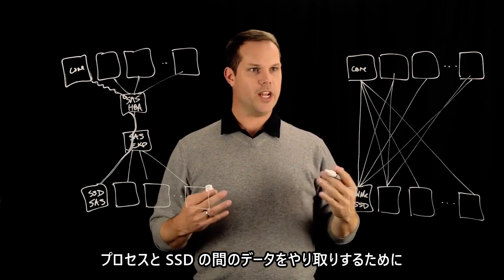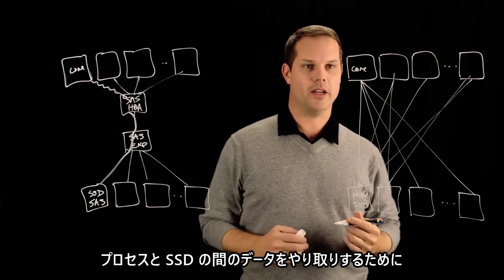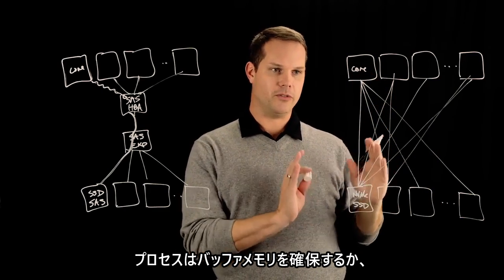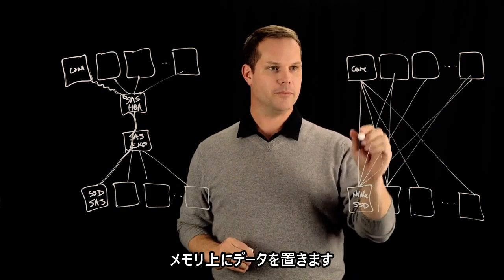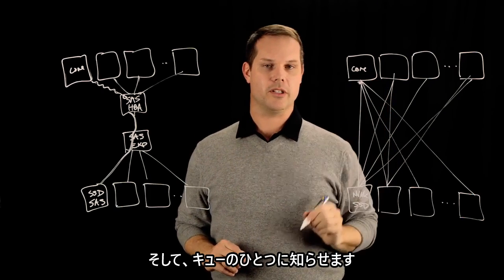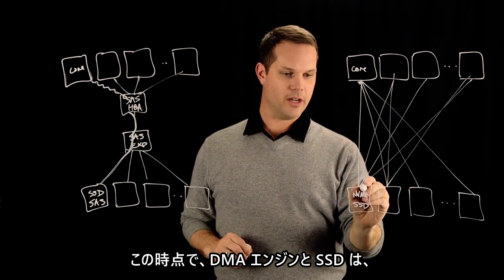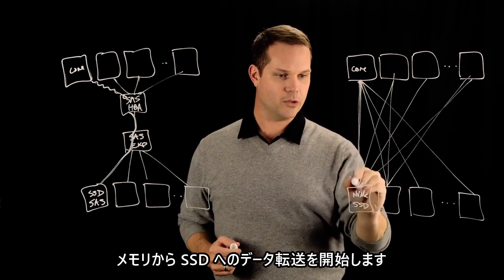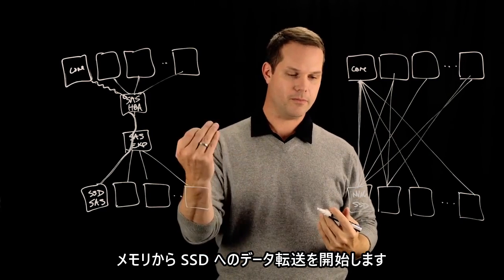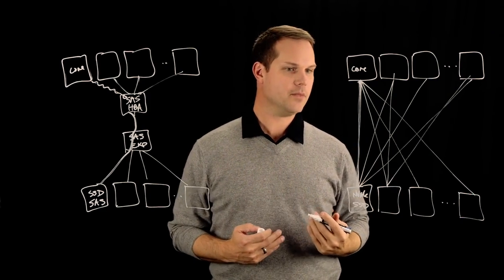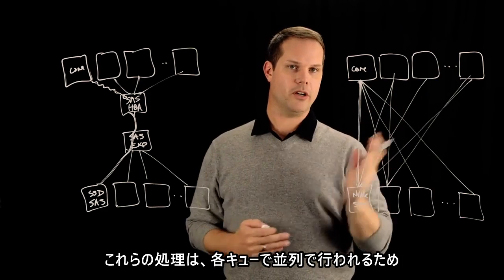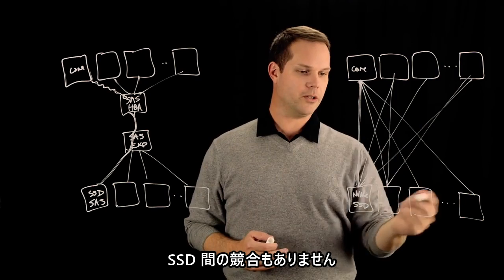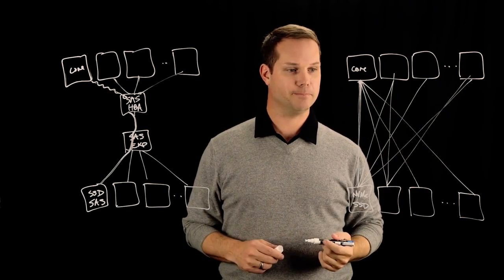So to transfer data between a process and an SSD, the process is going to either allocate a buffer in memory, or if it's a write, to actually place the data in memory, and then simply ring the doorbell on one of these queues. And from there, the DMA engine in the SSD knows how to do all the work to transfer data from main memory down to the SSD. Now, because this work is done all in parallel and all on different queues, there's no contention between any of the cores, and likewise no contention between any of the SSDs.